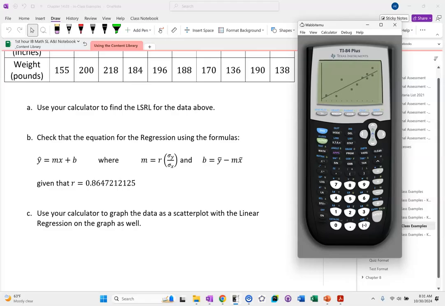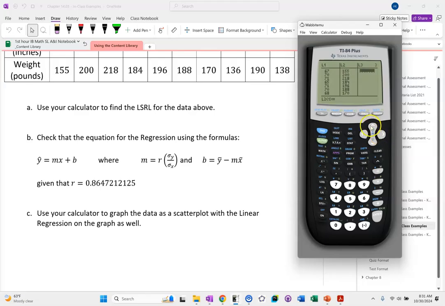What do you guys think? Is there a way that we can see the difference between the point and the prediction? The residual, can we just plug it in and get all of them? Yeah, how do you do that?